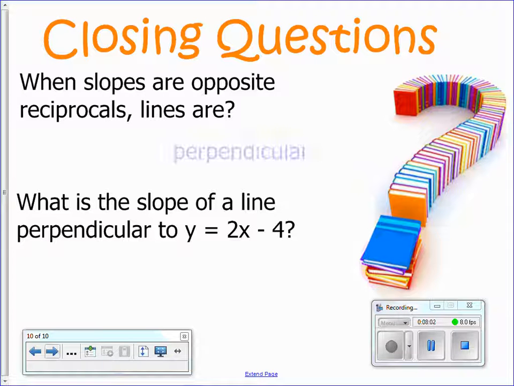What is the slope of a line perpendicular to y equals 2x minus 4? The slope that's perpendicular would be -1/2.